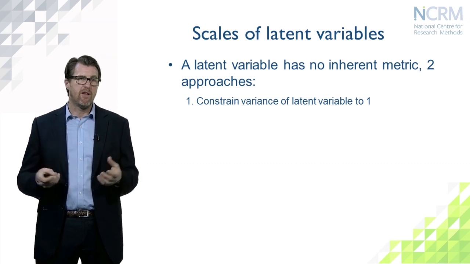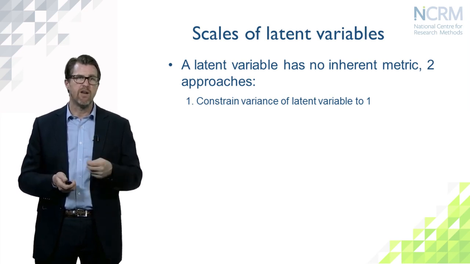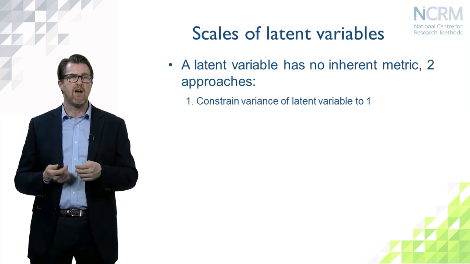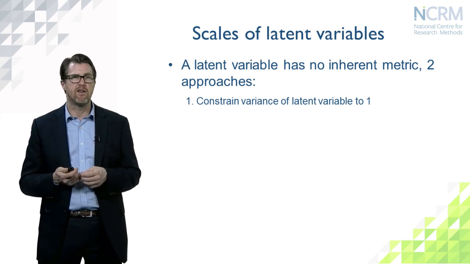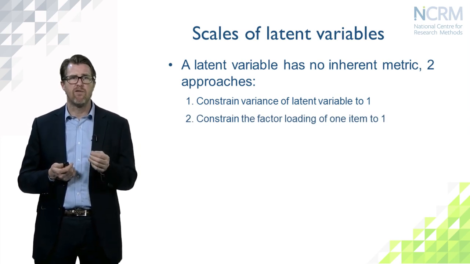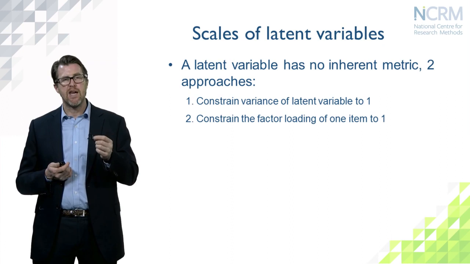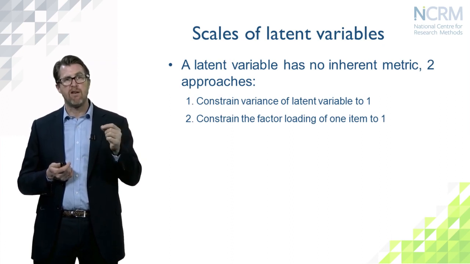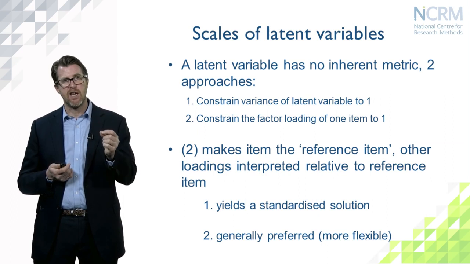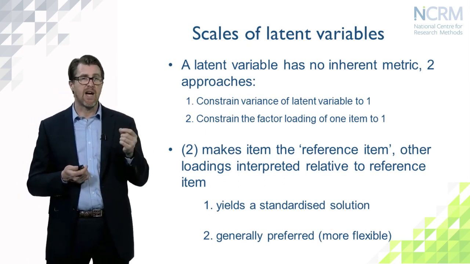And this has some benefits, but the downside, of course, is that we no longer have an unstandardized solution. If we require all latent variables to be measured in standard deviation units, then they don't retain the unstandardized metric that they could be given. So the second approach is to constrain one of the factor loadings to take the value one. And by doing this, we take the scale from that particular item, which we'll call the reference item. So if we fix the factor loading of a particular item to one, then that will be the reference item, and the latent variable will have the same scale as that item.